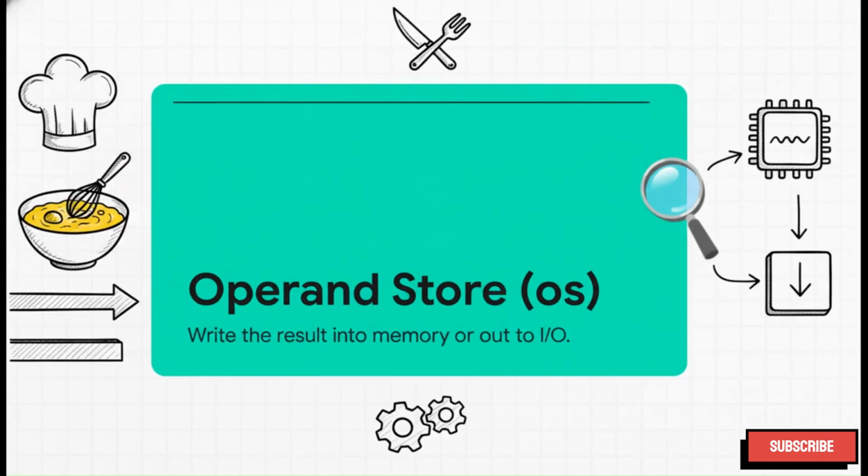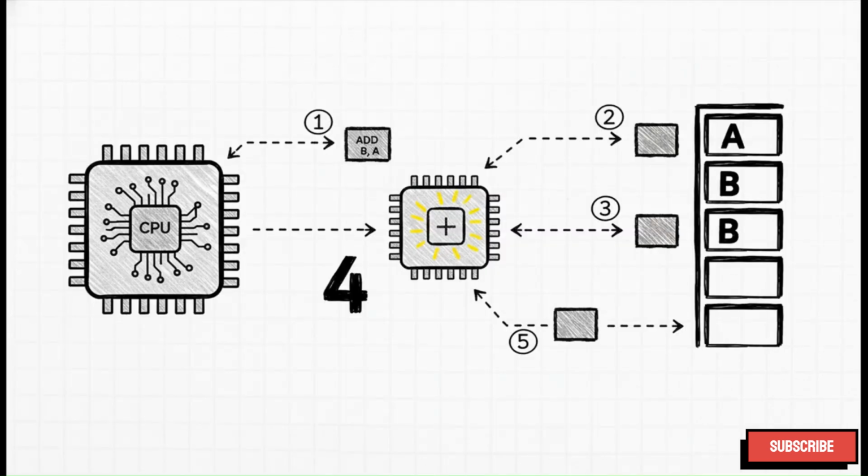And finally, operand store. The chef puts the bowl with the mixed eggs back down on the counter. The processor takes the result of its calculation and writes it back into memory so it can be used for the next step of the recipe. Or it might send it to an output device, like your monitor, so you can see it. Now here's where it gets really interesting.